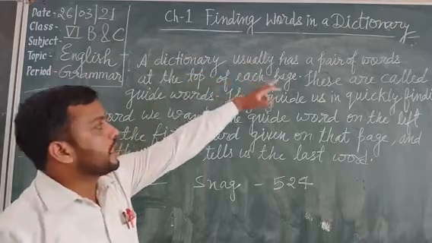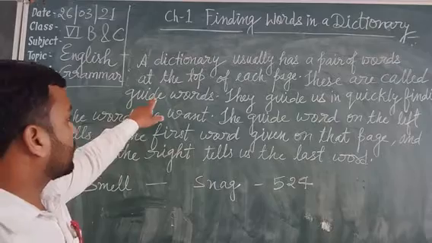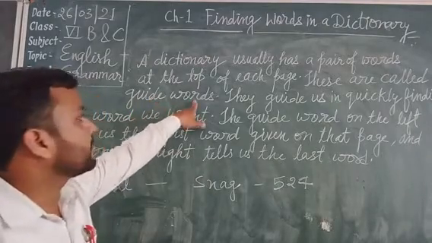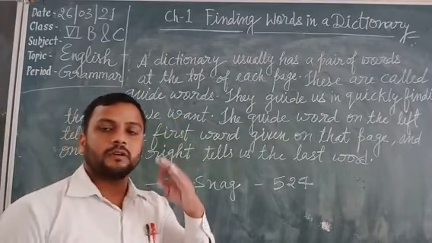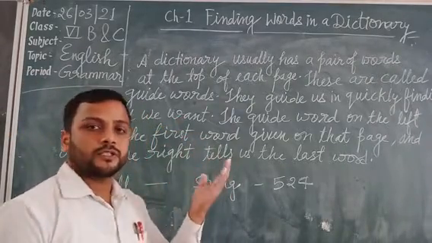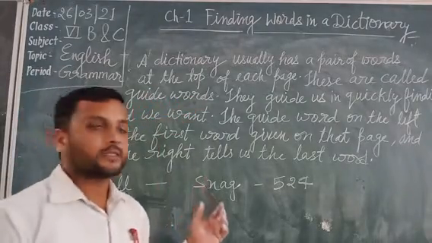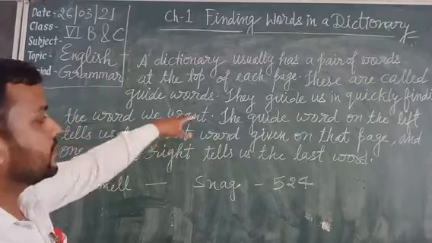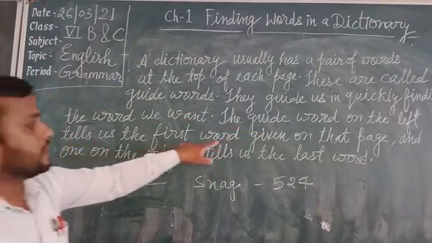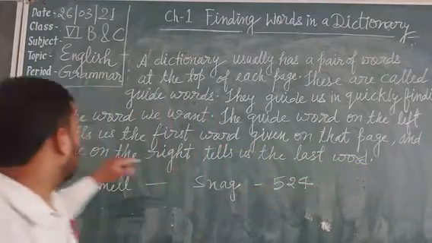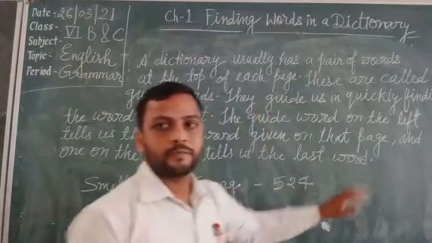A dictionary usually has a pair of words at the top of each page. These are called guide words. They guide us in quickly finding the word we want. Whatever word we want, the guide words help us find that word quickly. The guide word on the left tells us the first word given on that page, and the word on the right tells us the last word.